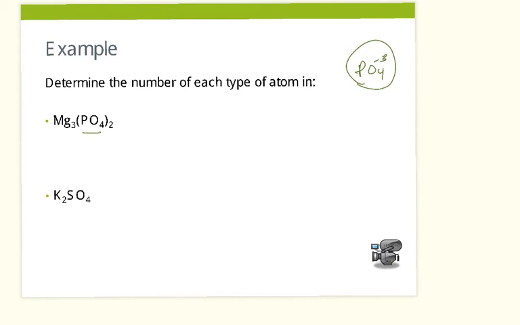Okay, but I'm asked here to determine the number of each type of atom. So how many magnesium, how many phosphorus, how many oxygen. The magnesium, there's 3 magnesiums because of the subscript right next to it. You're tempted to probably say, okay, well, there's 1 phosphorus, but don't forget there's a 2 outside the parentheses that I have to carry in. So that's actually 2 phosphorus. And then I also have to carry this into the number of oxygens, but it's 4 times 2, which is 8 oxygens.